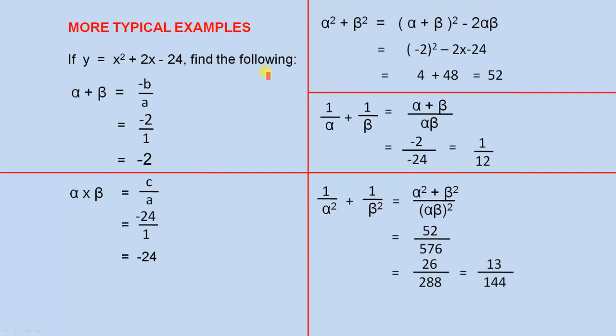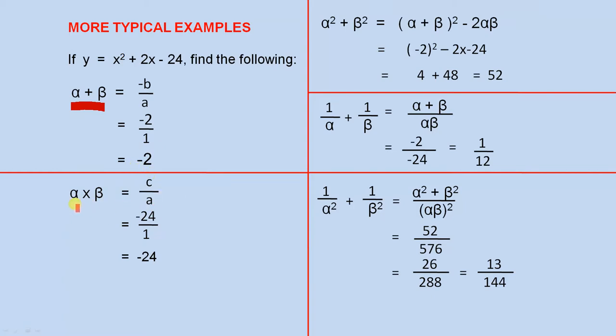More typical examples. If y equals x squared plus 2x minus 24, find the following. First one, alpha plus beta, which is the sum of the roots. So that's minus b over a, which is minus 2 over 1, which is minus 2. So what that's saying is when you add the roots together, you get minus 2. We don't know what they are, but the sum of them will give you minus 2.